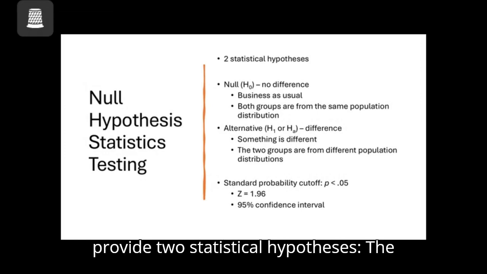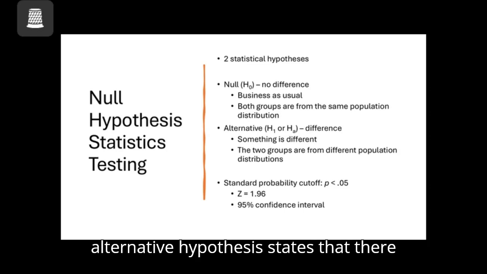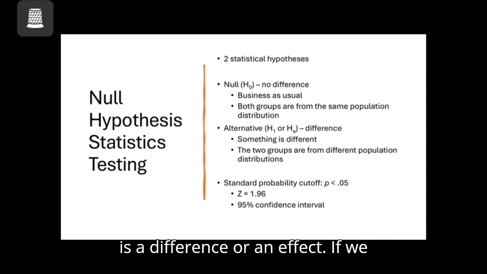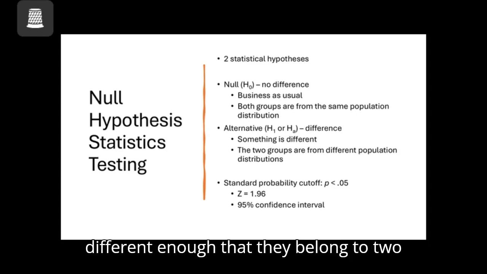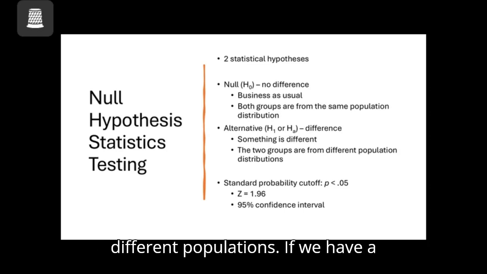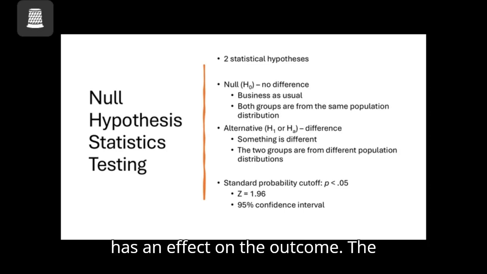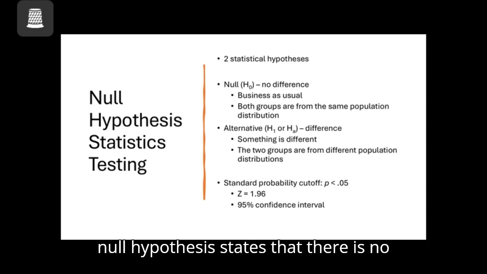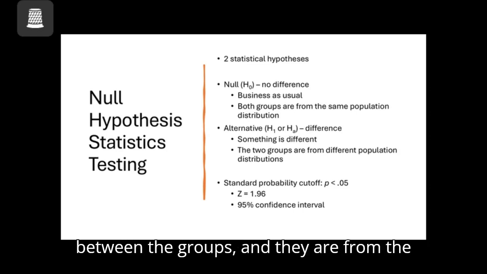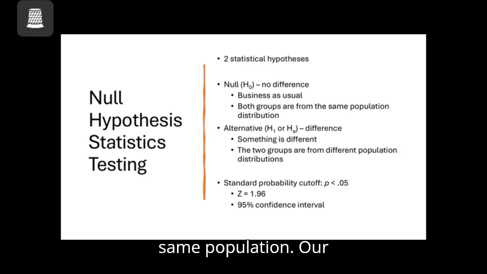We provide two statistical hypotheses. The alternative hypothesis states that there is a difference or an effect. If we have two groups, they are quantitatively different enough that they belong to two different populations. If we have a predictor and an outcome, the predictor has an effect on the outcome. The null hypothesis states that there is no difference or effect. We're looking at two groups. There are no differences between the groups, and they are from the same population. Our predictor does not have any kind of effect on our outcome.